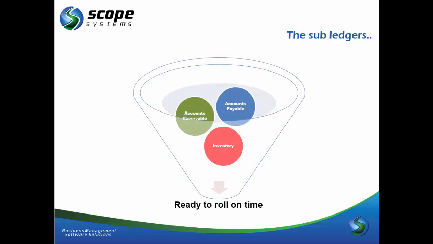The subledgers. In terms of the monthly or yearly rollover, inventory will be the first module to be rolled over, as shown by the diagram with the red ball. It will be the first ball to drop, followed by accounts receivable and accounts payable, and then finally general ledger. Inventory is most important because it's tied in with sales orders and inventory movement.